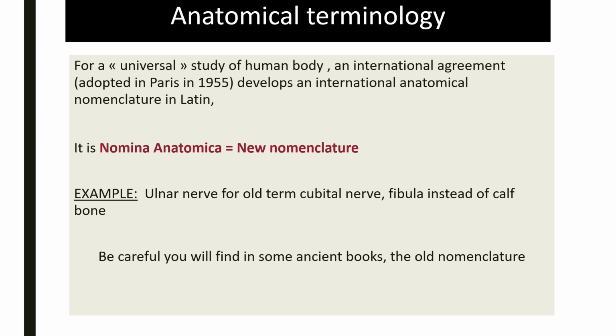This is the Latin nomenclature, known as the Nomina Anatomica or the New Nomenclature. This means that certain French terms used in the past, such as the cubital nerve, are no longer relevant. We no longer speak of the cubital nerve, but of the ulnar nerve, so the term cubital has been replaced by ulnar. The same goes for the calf bone, the bone in the leg that we used to call the calf bone, and now we use the word fibula instead.